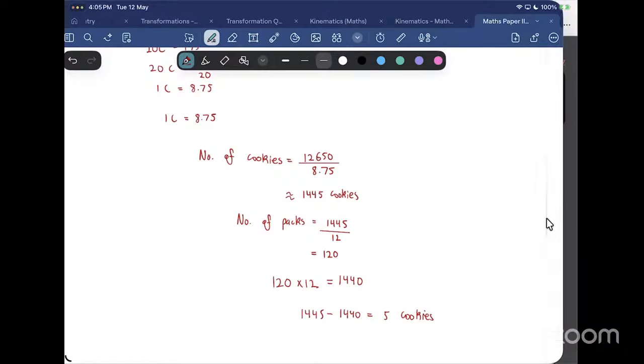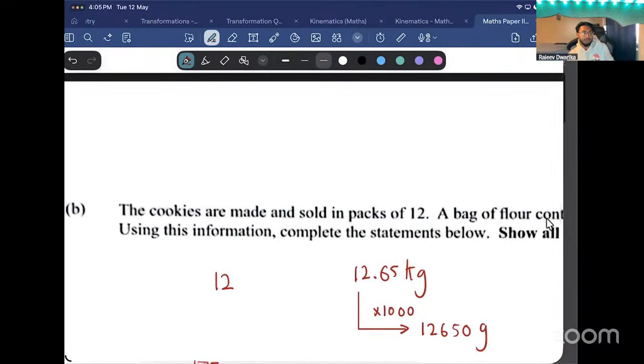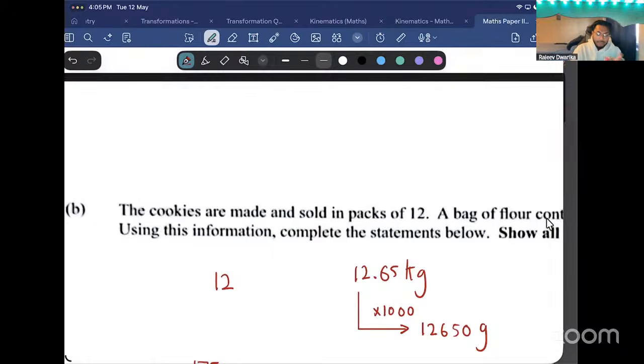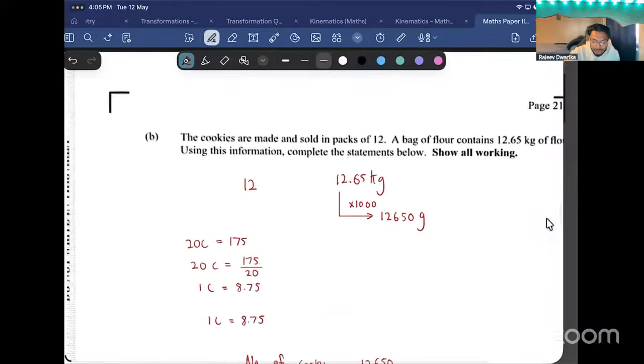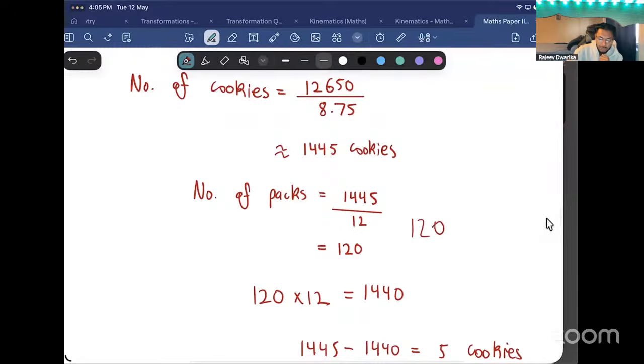I said one more time, right? If you're selling in one pack, how much must it have? 12. It must have 12. So, let me just say you make 120 batches, right? You make 120 batches.